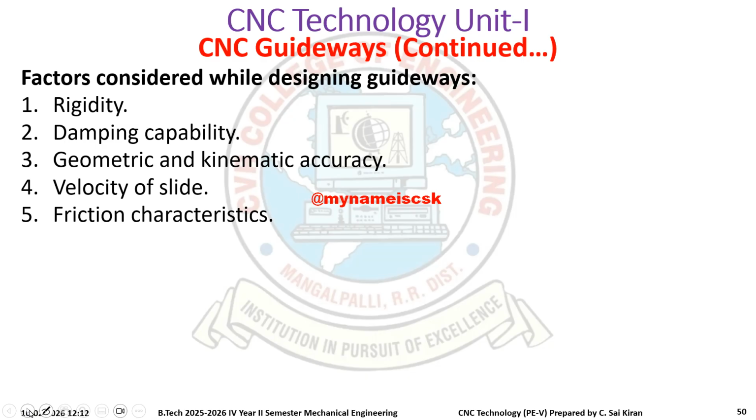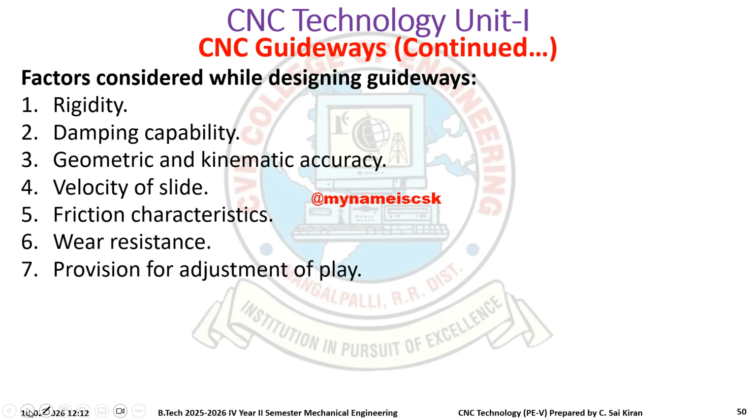Next, friction characteristics. We have to know the characteristics of the friction, whether it is rolling friction or static friction. Next, wear resistance. It should resist wear, without wearing and tearing of parts. Next, provision for adjustment of plane. If we don't want any sliding, we can stop it with a stopper. We should have that provision. Next, position in relation to the work area. Within the work area only it should have the position.